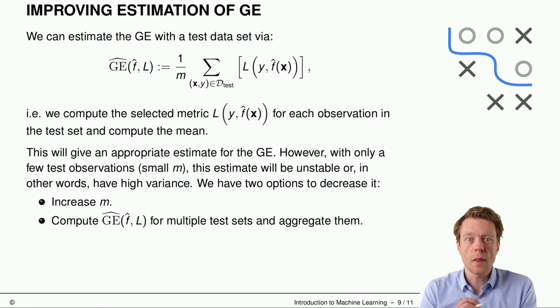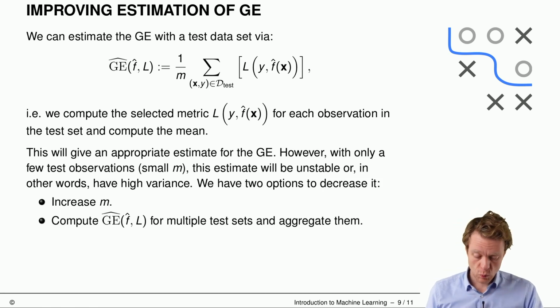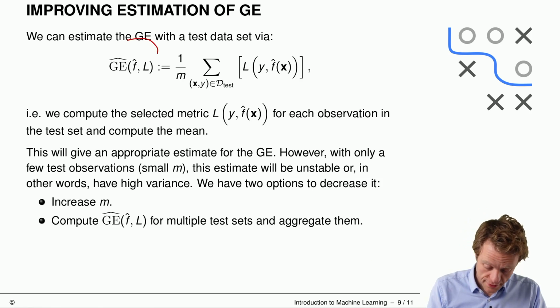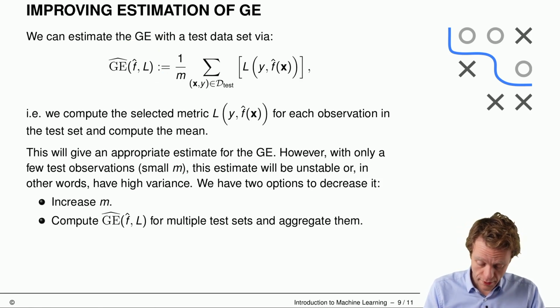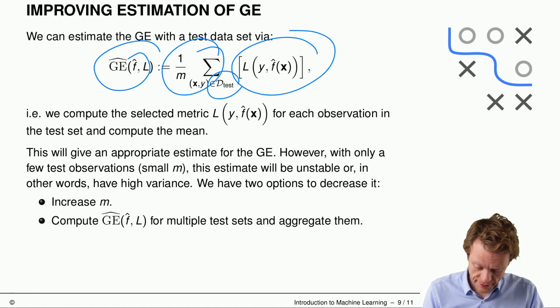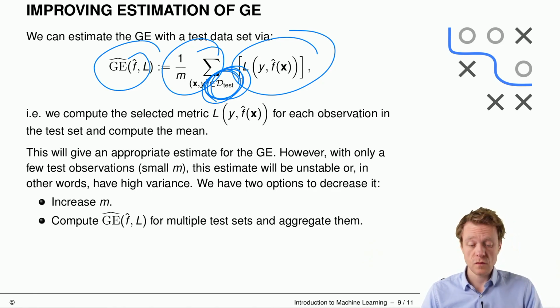Okay, so now we have seen evaluation metrics for classification and for regression. And now the question is, how can we improve, perhaps, or can we improve the estimation of the generalization error? With the split strategy that I showed you before for train data and test data, we just estimate the generalization error by taking the mean of the loss values for some test data set. So we compute the selected metric for each observation in the test set and compute the mean. It's as simple as that.